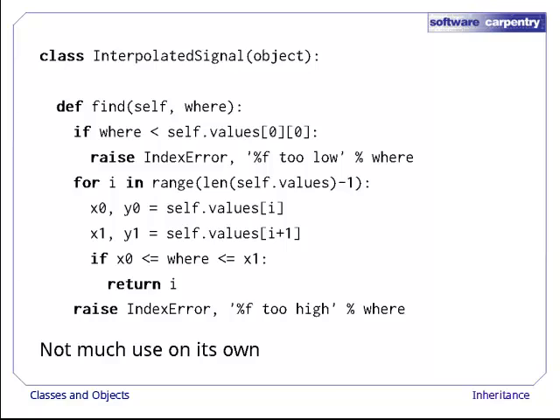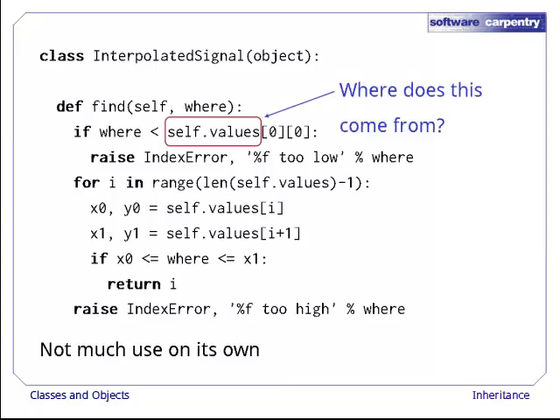This method isn't particularly useful on its own, but it is exactly what StepSignal and LinearSignal need. Before showing how they use it though, there's a design flaw in this class. Find depends on self.values, but InterpolatedSignal doesn't create this anywhere. It seems to just appear by magic. We'll come back and fix this in a few slides.